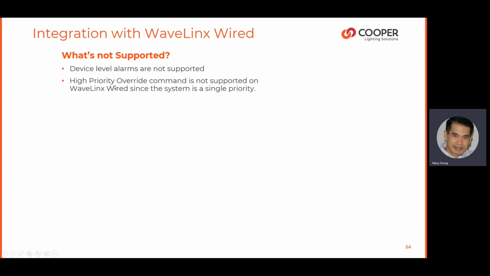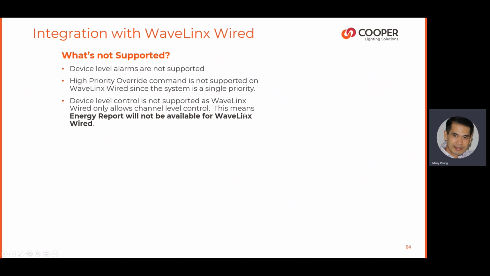If you want to send manual override from Trellix to WaveLinx Wire system, you're not going to be able to send a high priority override to any area that is controlled by WaveLinx Wire system. Okay, because in WaveLinx Wire system, you only have a single priority. You don't have multiple priorities like WaveLinx Wireless.